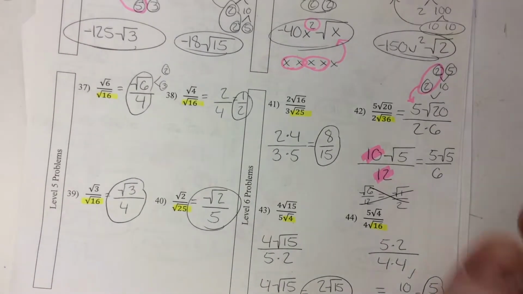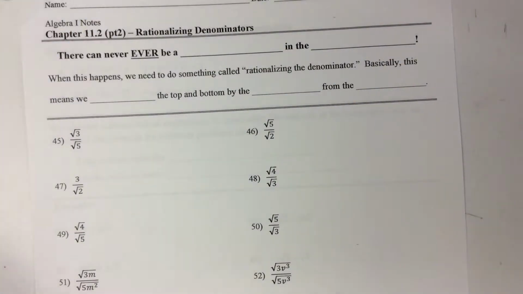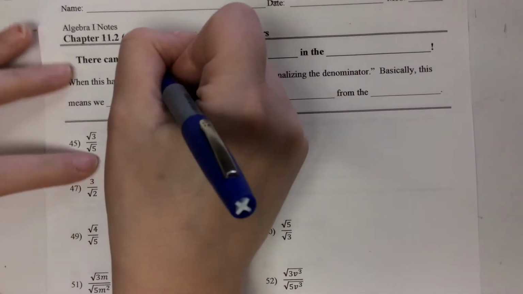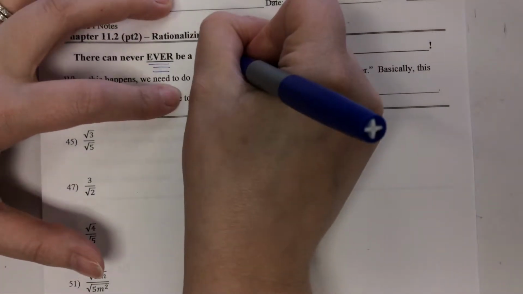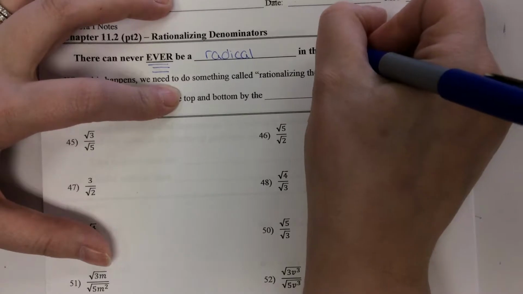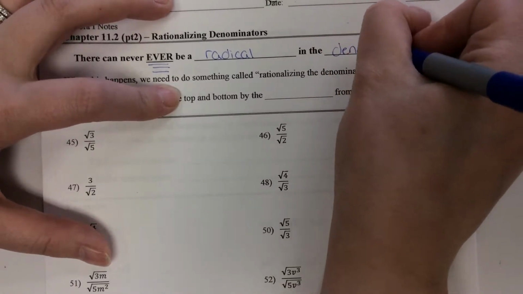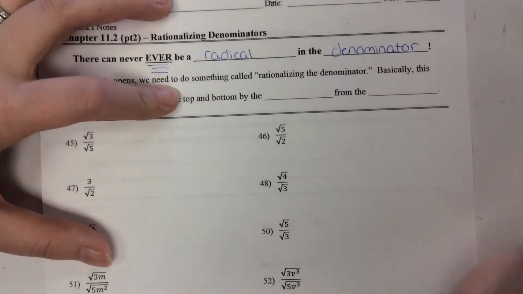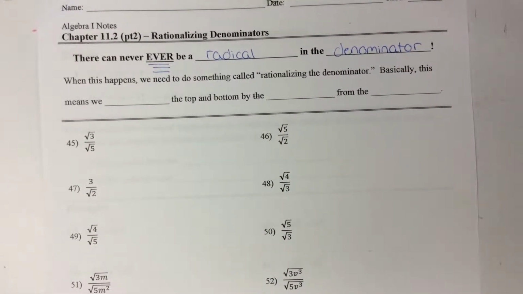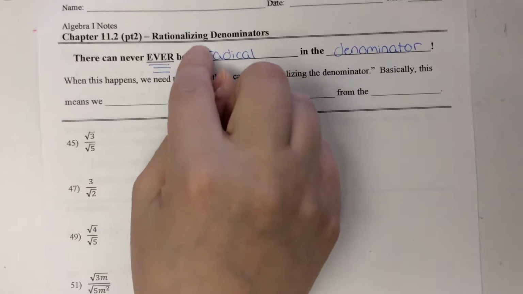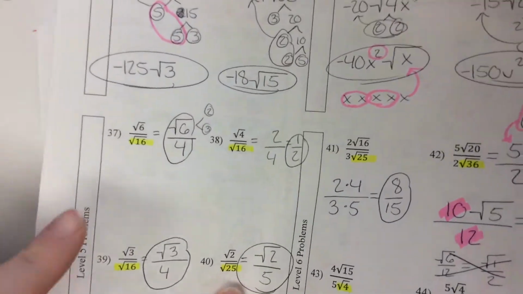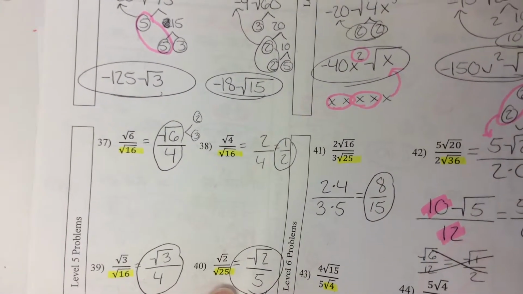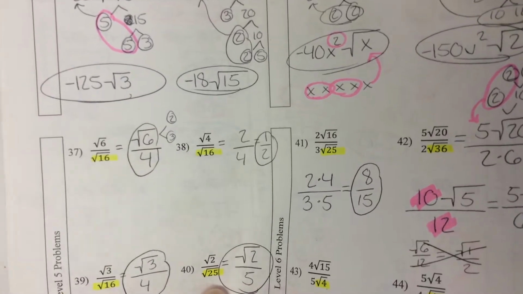All right, so that brings me to one of the big rules with radicals. There can never, ever, ever be a radical in the denominator. Okay? So the reason why we didn't have to do this rationalizing in the other day of notes is because, like I just said, I specifically made it so that we wouldn't have radicals in the denominator because they were perfect squares. It took care of itself.